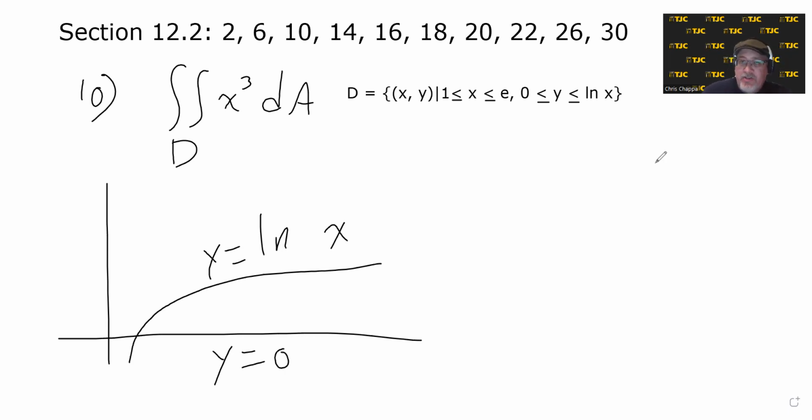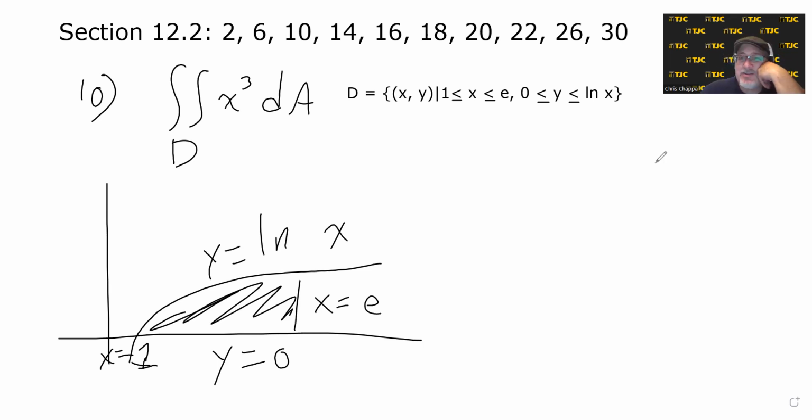Our x's are bounded by constants between 1 and e. 1, of course, is the x-intercept that I mentioned just a moment ago. So there's x equals 1. And x equals e would be some vertical line around 2.7. So our region looks something like this. Again, it's not necessary to sketch the region to do this problem, but it's always nice to have a good visual.